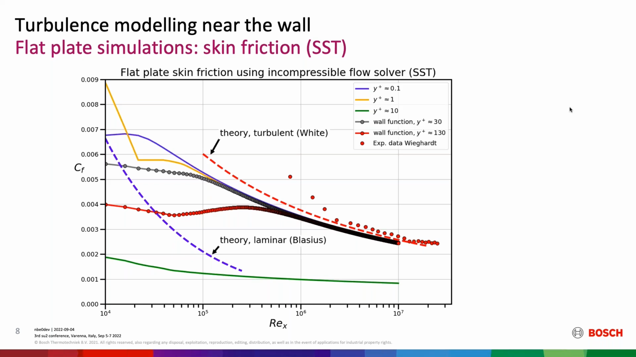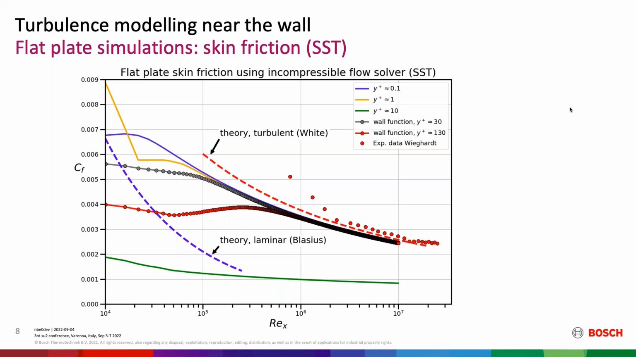So we first look at the results without wall functions, where we have to rely on resolving the velocity profiles with a very fine mesh. And we see again that for y plus is 0.1 and y plus is 1, the theoretical skin friction is approximated very well. And we also see that for y plus is 10, the skin friction is heavily under predicted. Here it's all the way down there, this green line.